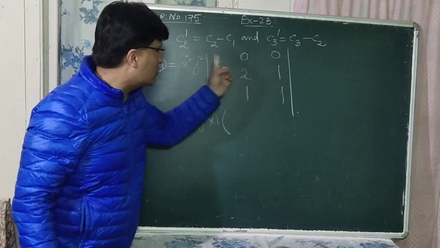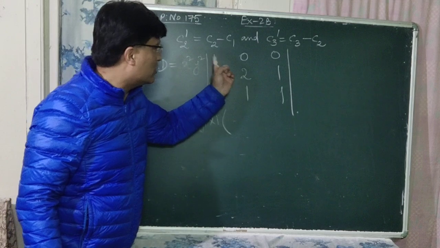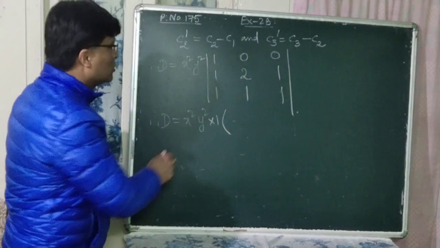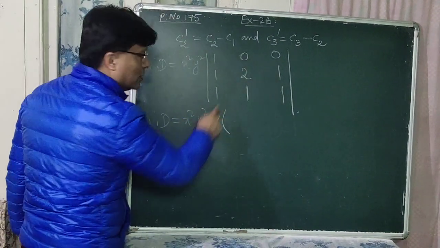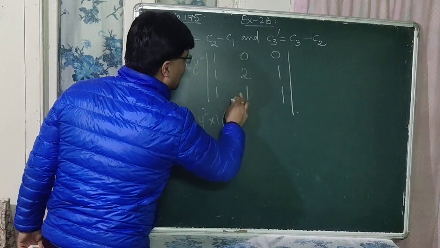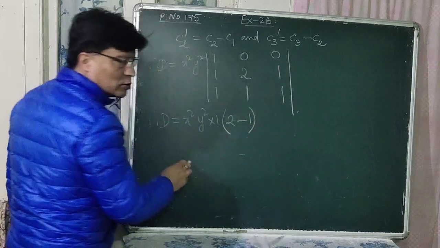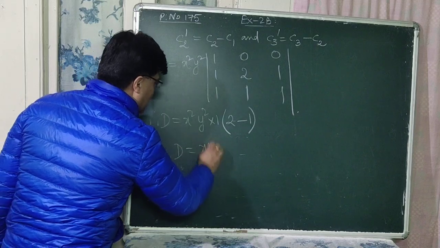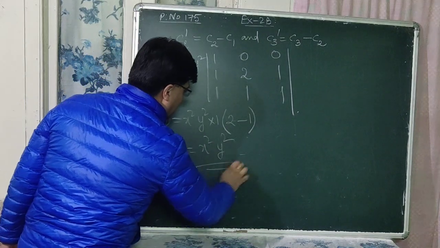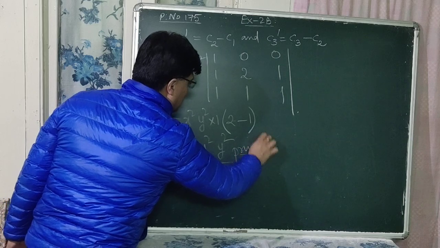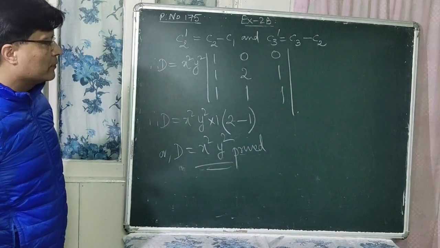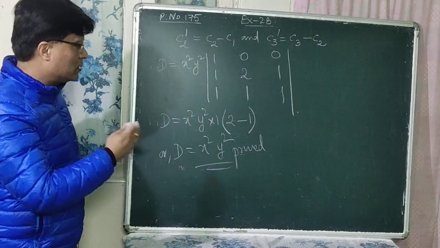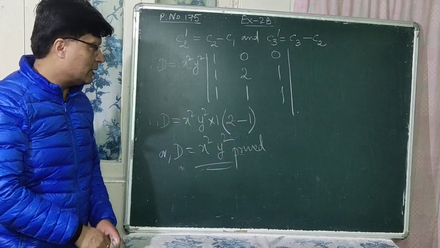Delete the row and the column through this element, the first row and first column. So we get 2, 1, 1, 1. So 2 ones are 2. This is minus 1. So 2 minus 1 is 1, isn't it? So what is the answer now? D is equal to x square y square. So it is proved. Is it understood? Now you can copy it. Okay.